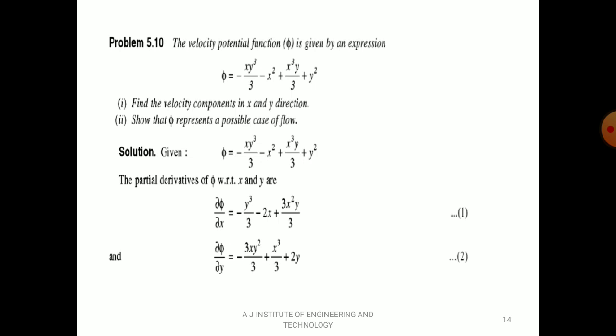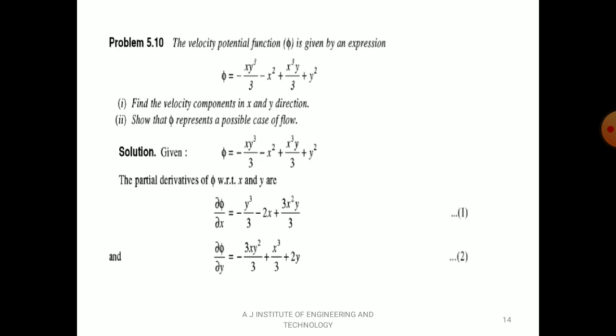Given, just write down the given expression. That is, for velocity potential function phi equal to minus xy cube divided by 3 minus x square plus x cube y divided by 3 plus y square. So just differentiate the above expression with respect to x and y. We get dou phi divided by dou x. Differentiating the above expression with respect to x, differentiation of minus xy cube divided by 3 becomes minus y cube divided by 3, minus differentiation of x square, that is 2x, plus differentiation of x cube y divided by 3, that is differentiation of x cube is 3x square into y divided by 3.